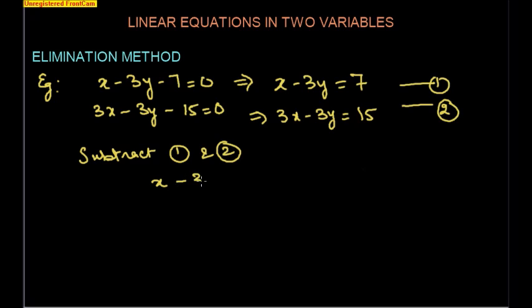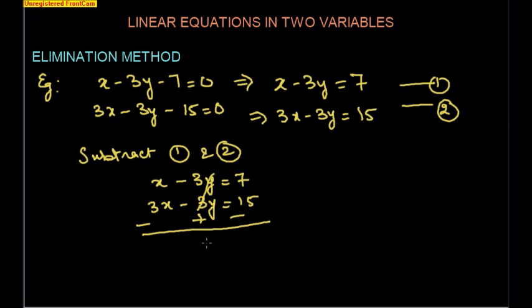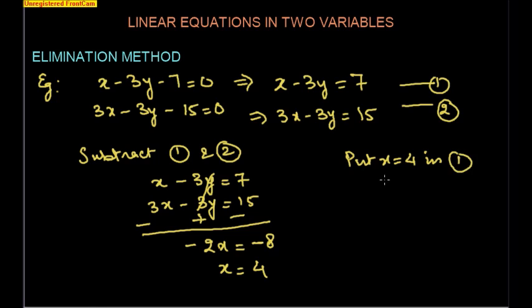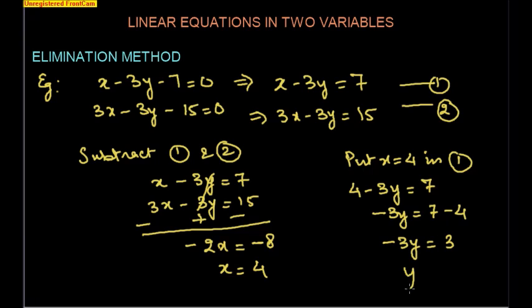When you subtract them, you will change their signs. So I am writing these equations again to show you the subtraction. So I change the signs. This gets cancelled. I get minus 2x is equal to minus 8 and x becomes 4. So now we put x equal to 4 in 1 and get 4 minus 3y is equal to 7. Minus 3y, I take 4 on the other side and I get y equal to minus 1.